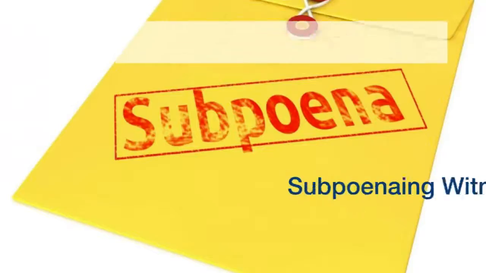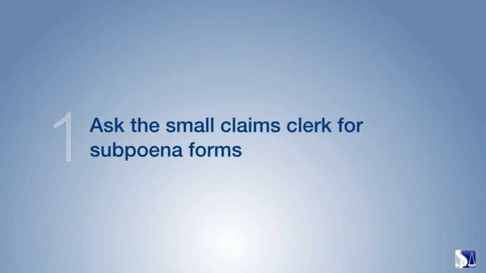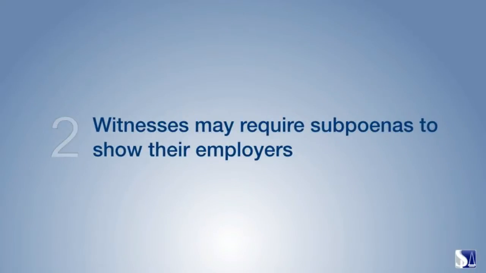3. Subpoenaing witnesses and evidence. Most small claims courts permit parties to subpoena witnesses and documents relevant to the trial. Subpoenas should be free. Just ask the small claims clerk for 1 or more subpoena forms. Enter the case number supplied by the clerk and the witnesses' names, plus any documents or other evidence you want them to bring. If there are witnesses who agree to testify on your behalf, they may require subpoenas to show their employers, so they can be excused from work.